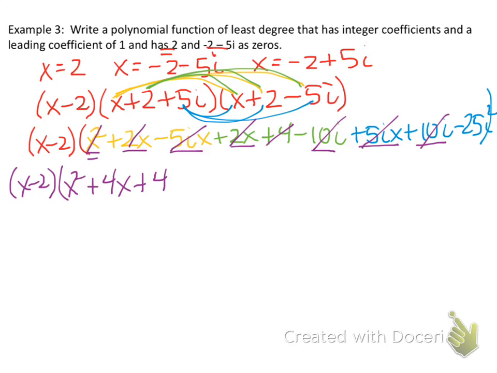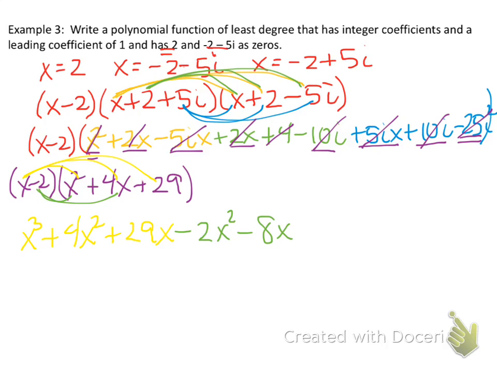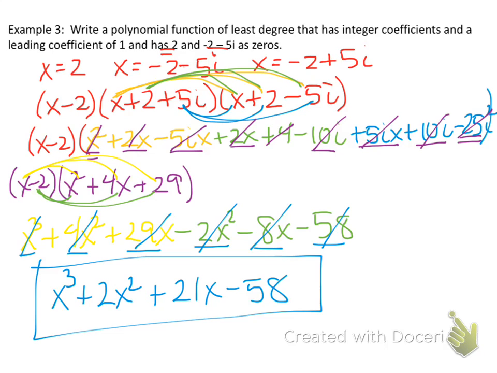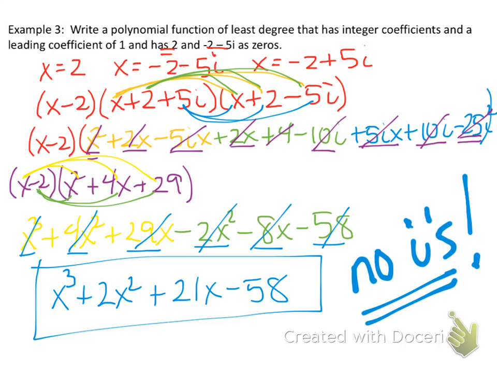And then remember that i squared equals negative 1. So negative 25i squared is the same as plus 25. Well, 4 plus 25 I can rewrite as 29. And now when I multiply, I have no more i's, and it's just a matter of multiplying everything in the first parentheses by everything in the second parentheses. Combining my like terms, x cubed, 4x squared minus 2x squared is 2x squared. 29x minus 8x is 21x minus 58. Notice that there are no i's. If you multiply and do this right, there should not be any i's.